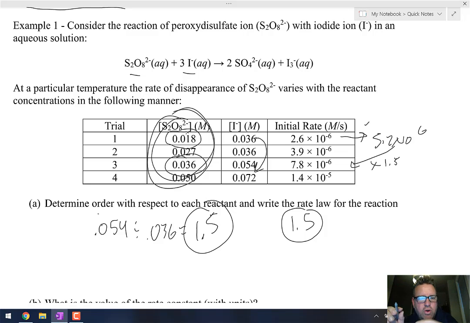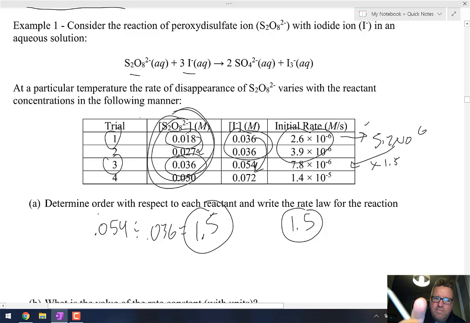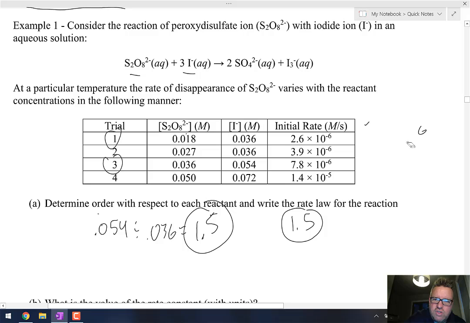Okay, so the order with respect to each reactant is first order, and we say they're first order, and then we explain why. Because in trials 1 and 2, I minus stays the same. S2O82 minus goes up by 1.5, so does the rate. Okay, and then we explain, again, same logic, in trials 1 and 3. Let's go through this again. In trials 1 and 3, S2O82 minus goes up by a factor of 2, so the rate will go up by a factor of 2 because it's first order.